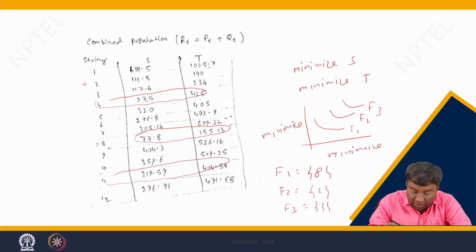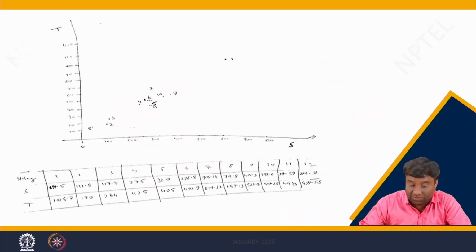So here S is less in 4 but T is less in 11. So 4 and 11 are not dominating each other, but 4 and 11 dominate every other. So in front 4 you will get 4 and 11. So this is the concept. It will be better if we draw some diagram. So we are again drawing the diagram, try to understand this concept.